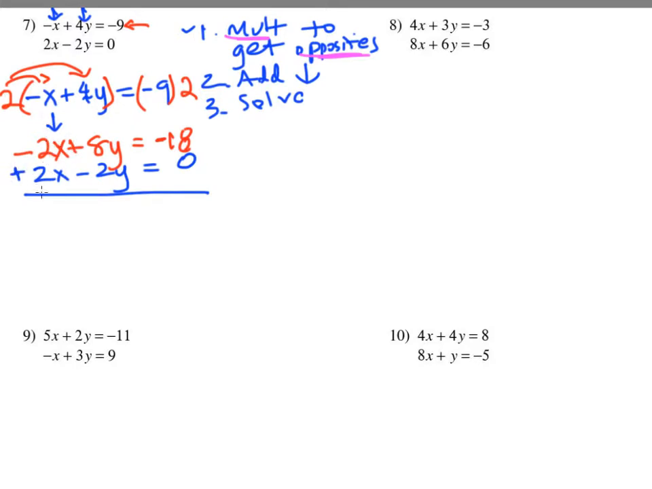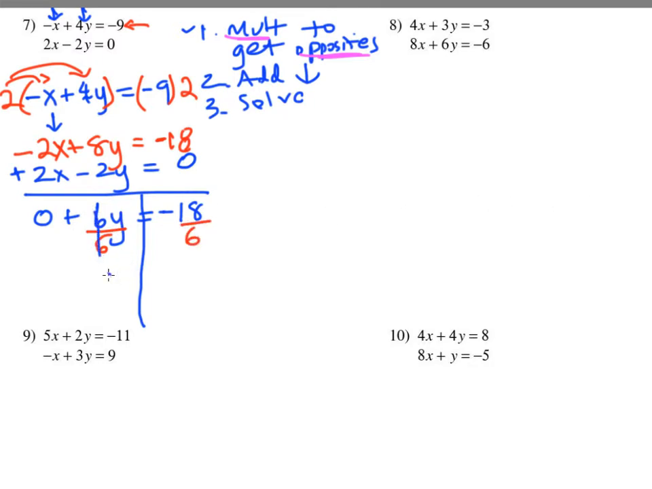So 2x and negative 2x. That's going to give me a 0. So you can put a 0 here or just nothing at all. And 8y and negative 2y. So that looks like different signs subtract. Different signs subtract. 8 minus 2 is 6. Take the sign of the bigger number, positive 6y. And negative 18 plus 0, that's negative 18. All right. So now we're going to get this y by itself. We just divide, add my barrier here, divide both sides by 6.